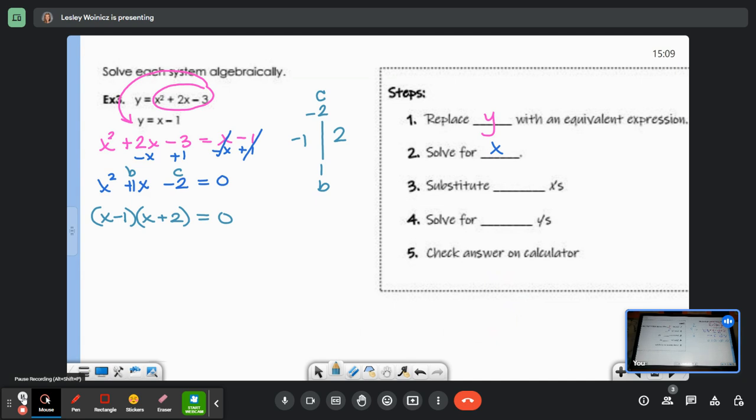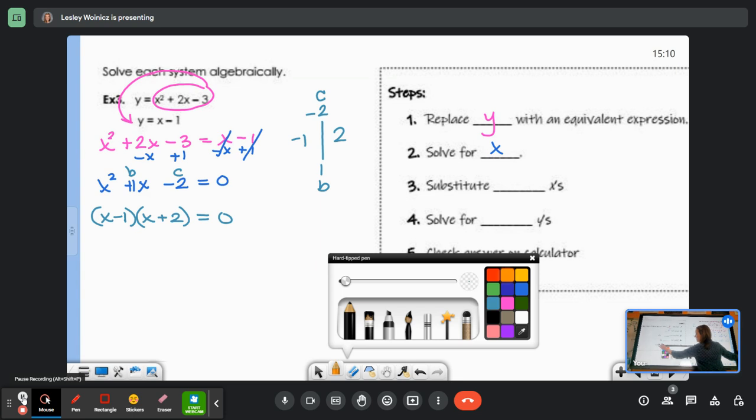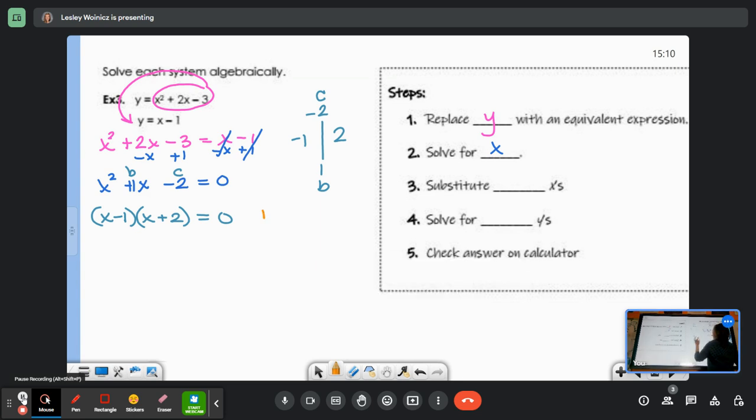What am I ready for? Yes, I have factors set equal to 0. I am ready for my ZPP, the zero product property. It says that if my product is 0, then one of my factors has to be 0. So I know that x minus 1 has to be 0 or x plus 2 has to be 0. What are my x's? 1 and good, -2.